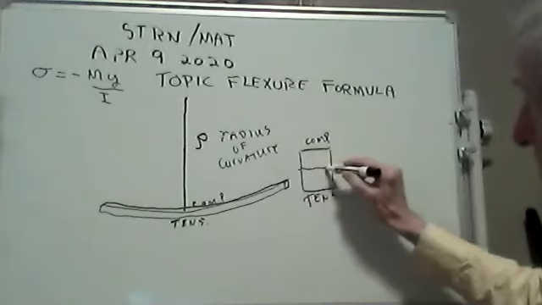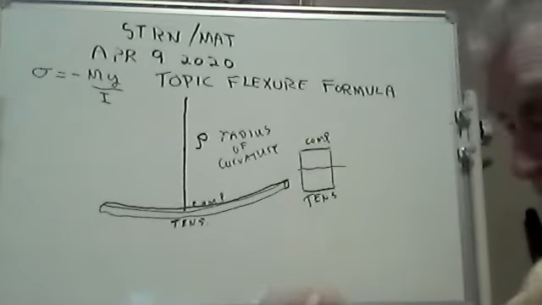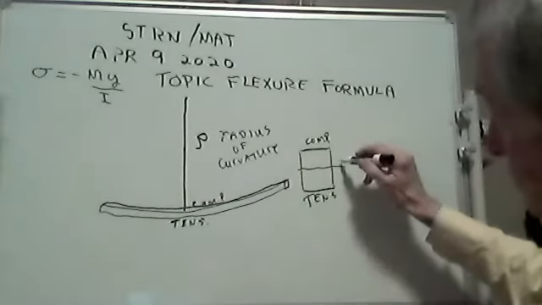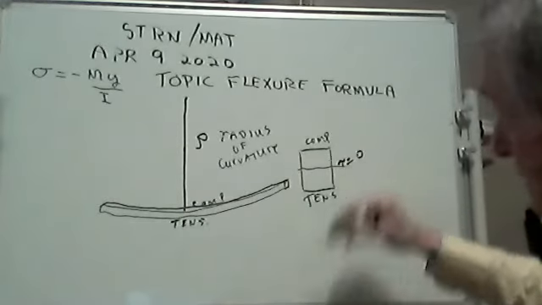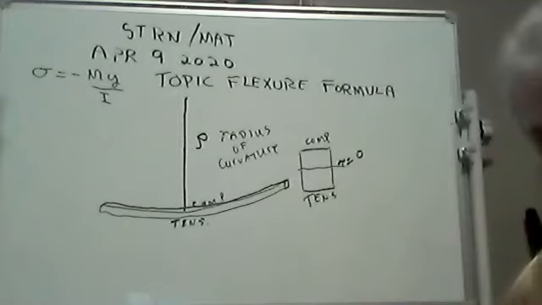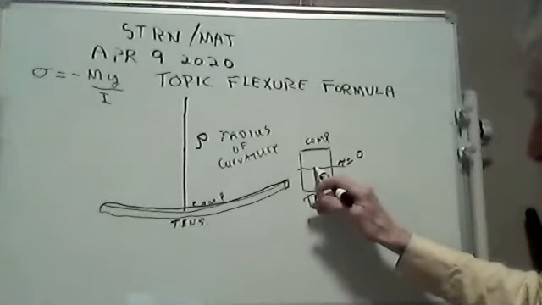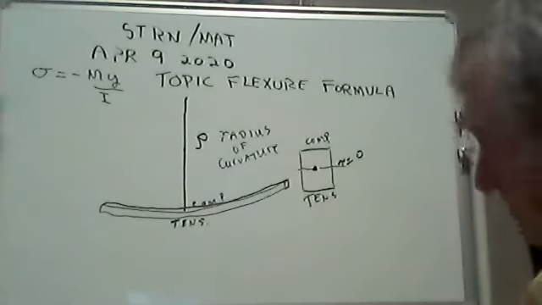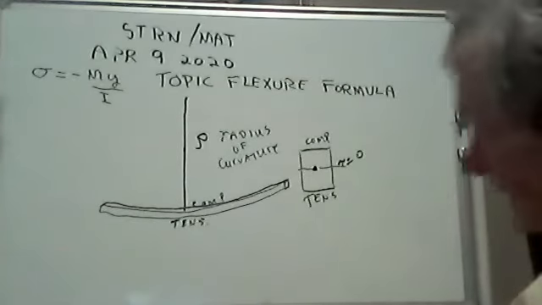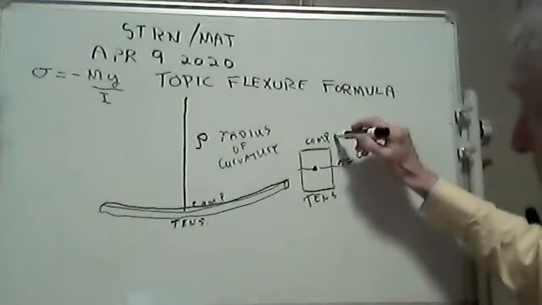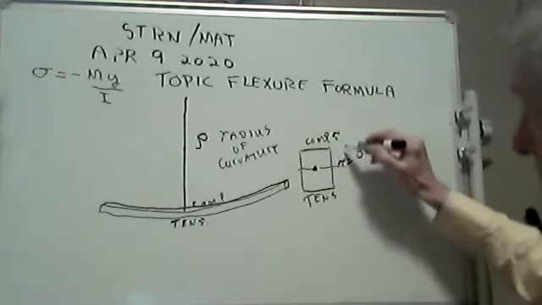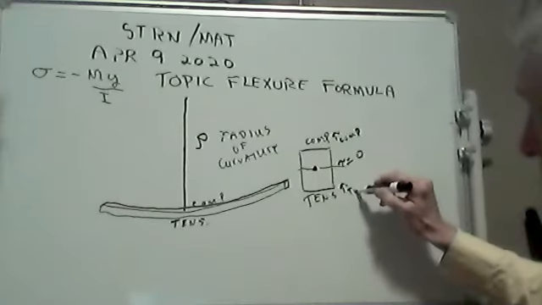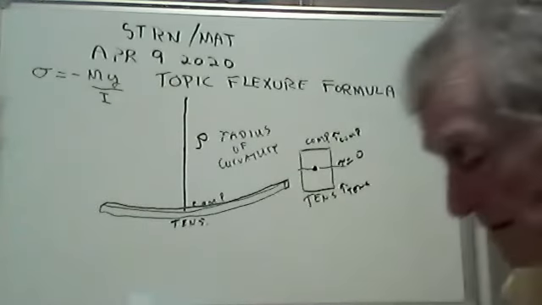But see right here, it's not compression or tension. The stress here is zero. Zero stress in the middle. We have a name for that. It's called the centroid. So the stress is zero at the centroid, and the stress is compressive at the top. You got compressive stress at the top, and tensile stress at the bottom.